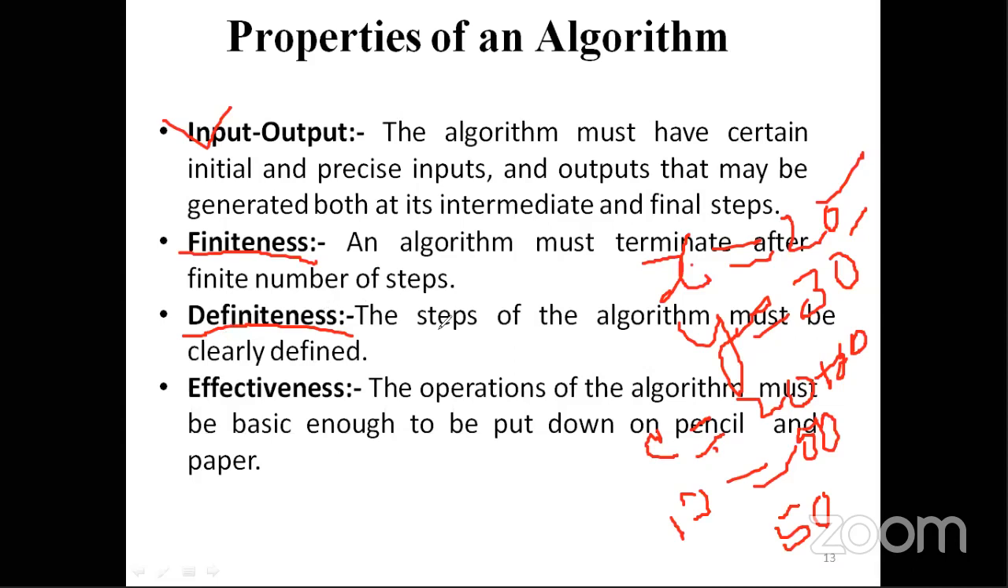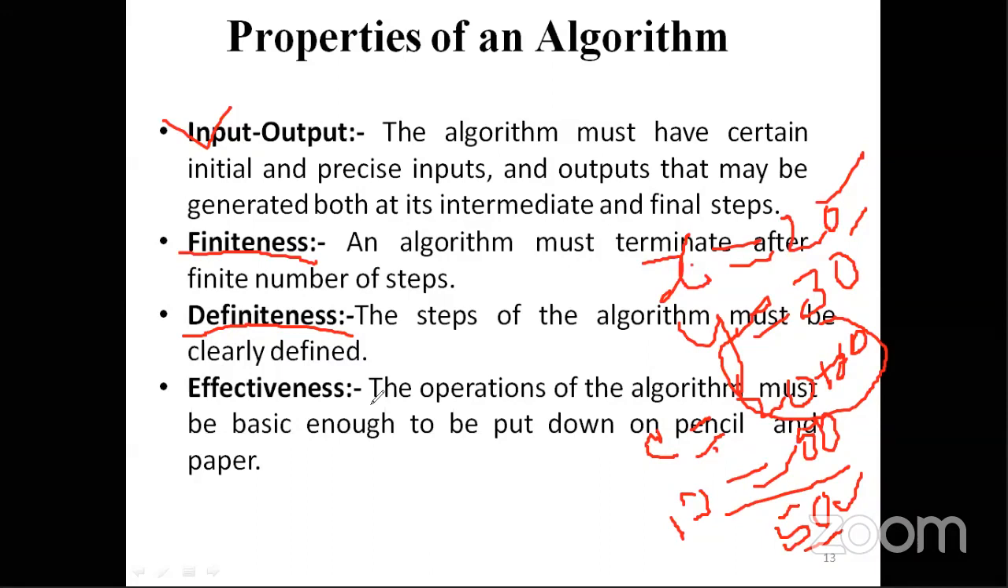Definiteness means X is clearly equal to 20, I want to take Y equal to this value, and after that C is equal to this operation, and next display this result. Like that I clearly define my steps. Effectiveness: if I'm taking some sample input and testing this, then it gives a correct result or not. So correctly it gives a result. So that is effectiveness.